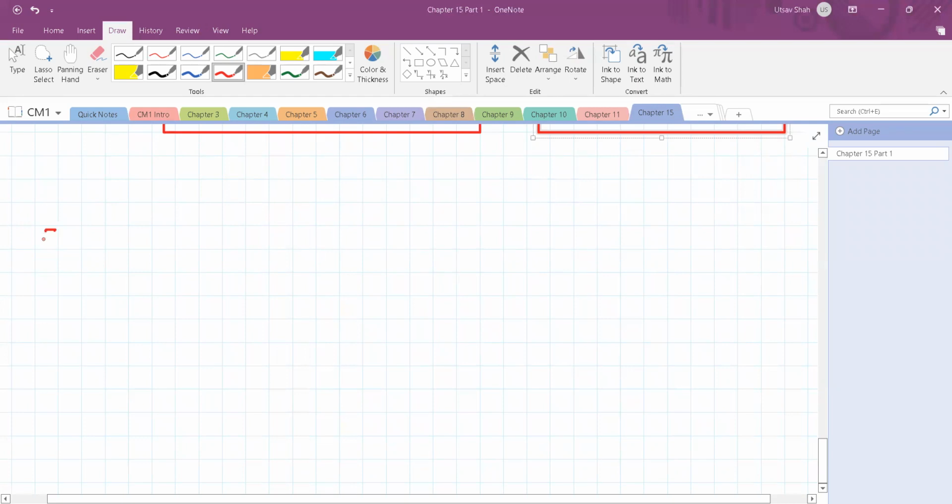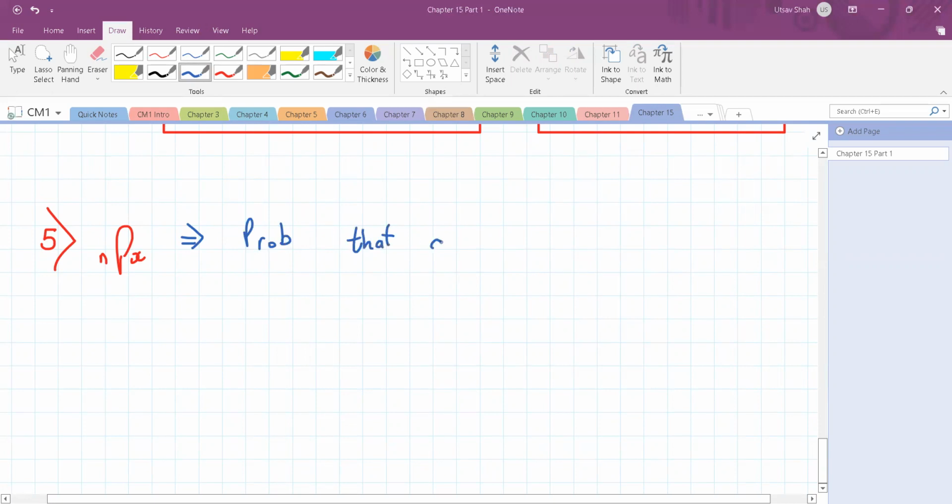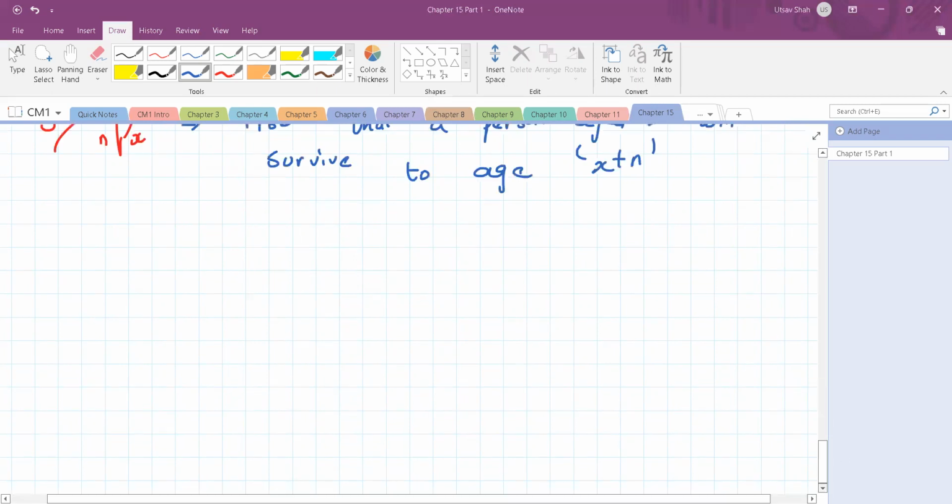Okay. So let's go to the next terminology. The next terminology is nPx. So what is nPx? It is the probability that a person aged X will survive to age X plus n. That is, he will survive for n years.